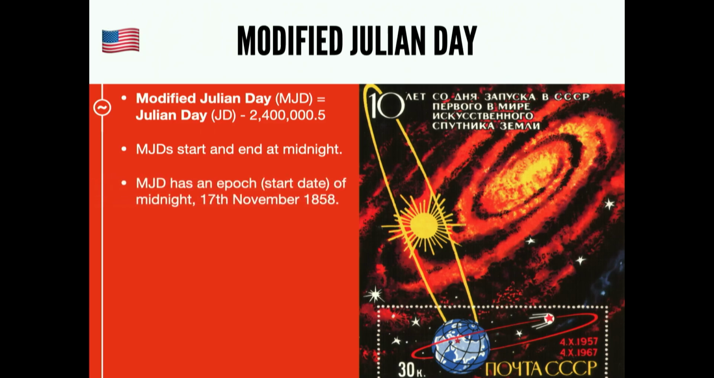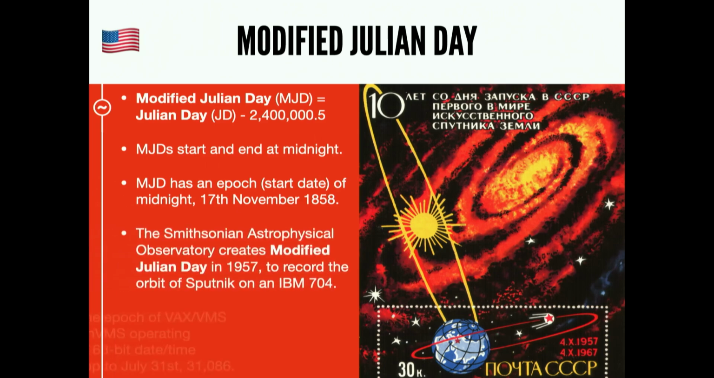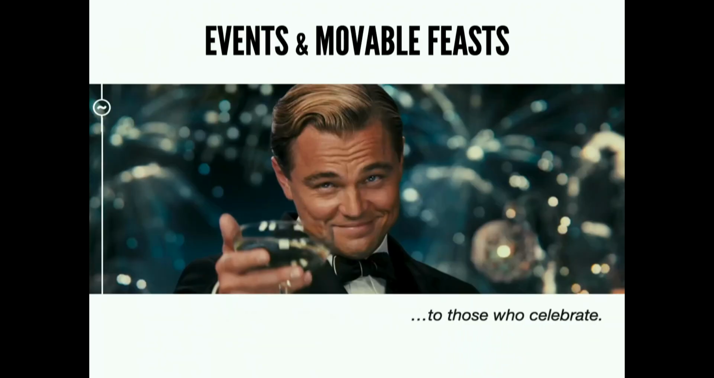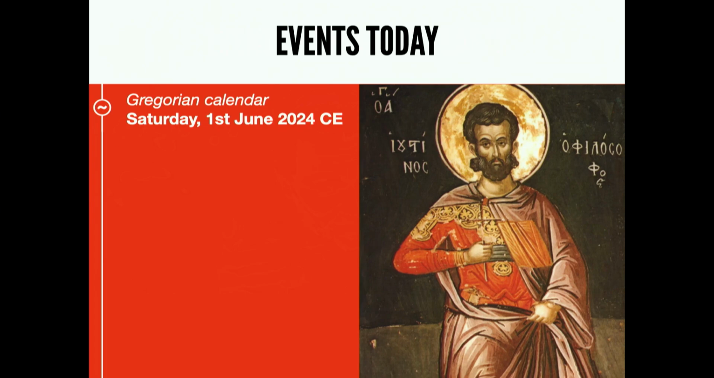So the epoch is a lot sooner. It's 1858. And if you haven't guessed already, it's because computers in the 1950s didn't have a lot of memory. So we have a number that actually allows us to pinpoint a point in time all the way through to 31,000 AD, which I make to be Y31K compliant. Oh, very good, yeah. Right, so we're going to quickly do events and movable feasts.